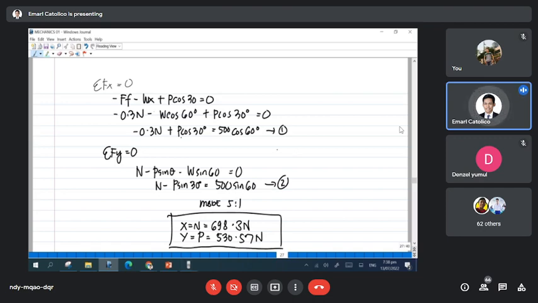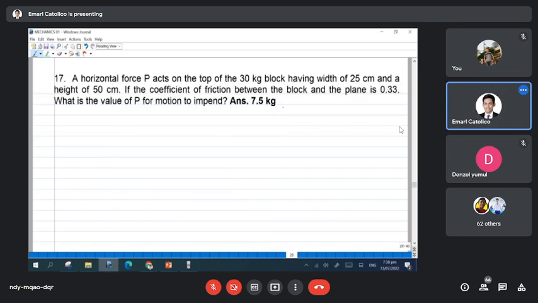So mode 5.1 lang siya. Okay, so number 17. A horizontal force P acts on the top of 30 kilogram block having width of 25 cm and a height of 50 cm. If the coefficient of friction between the block and the plane is 0.33, what is the value of P for motion to impend? So ang tinatanong dito is the force P, same, meron ka daw block, ano?